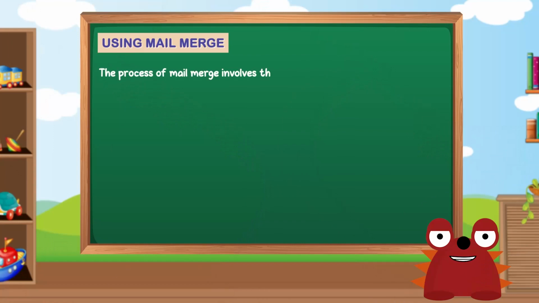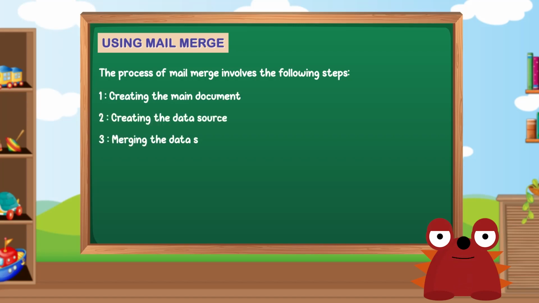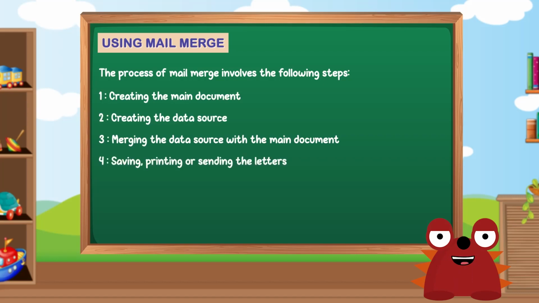The process of mail merge involves the following steps, starting with creating the main document, then creating the data source, then merging the data source with the main document, and saving, printing, or sending the letters. Let's start executing the first step, which is creating the main document, in detail.